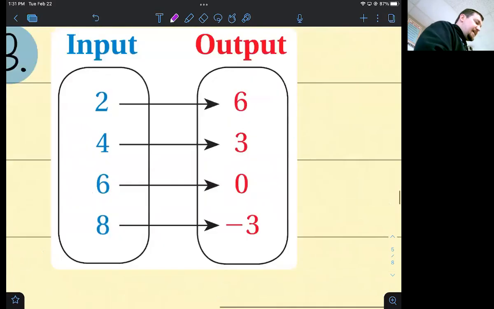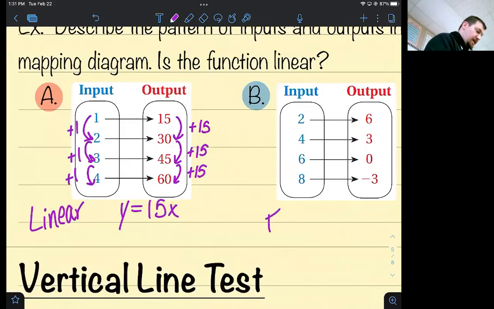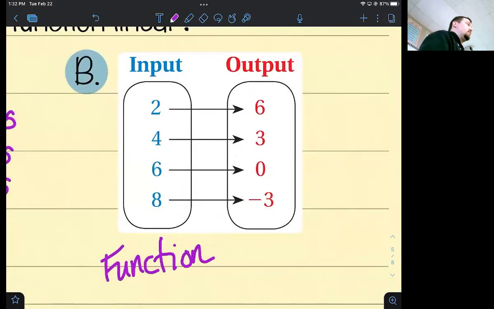Is this a function? Yes, this is a function. It has one arrow coming out of every input, correct? This one's a function. This one was a linear function. Doesn't mean this next one's going to be, but it could. Do you think this one's linear, Xander? Yes. Okay, why do you say that? Because each time the input adds 2, the output decreases by 3.